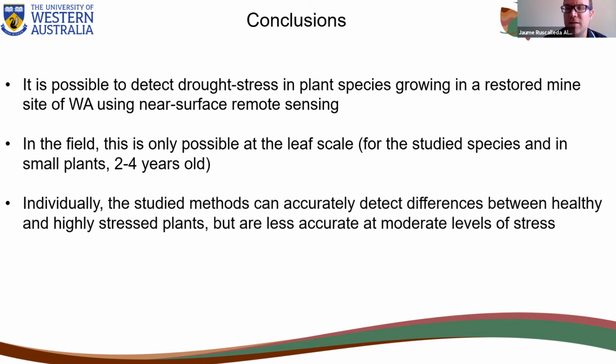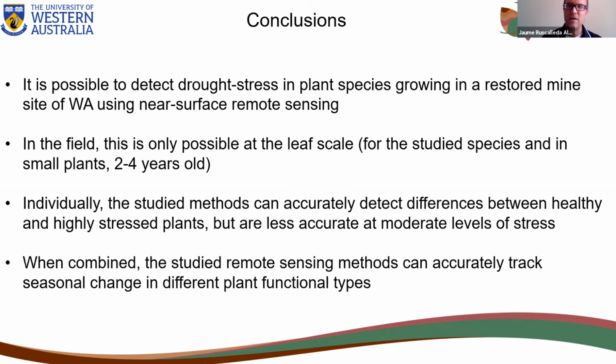Individually, these studied methods can accurately detect differences between healthy plants and plants in which stress symptoms have been fully developed. However, they're not so accurate when it comes to detecting those initial stages of stress. But when we bring them together in a multivariate analysis approach, these methods that we studied can actually accurately track seasonal change for different functional types. And this is where I'm at the moment with this.